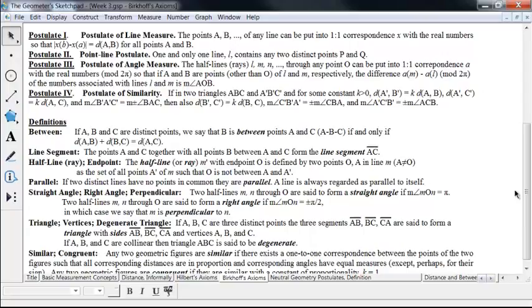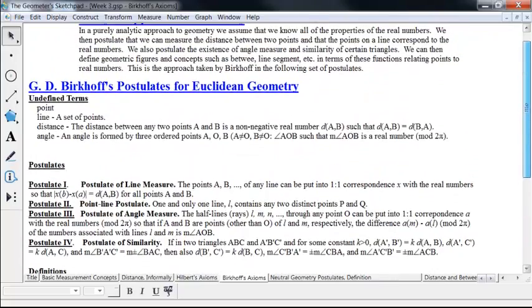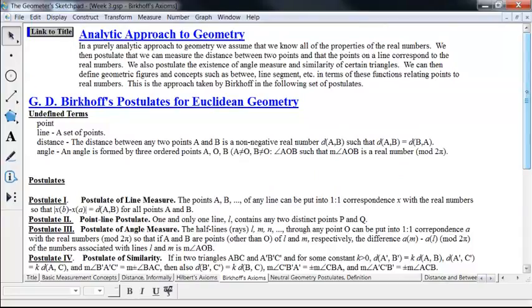And we define any two geometric figures to be similar if there exists a one-to-one correspondence between the points of the two figures such that all corresponding distances are in proportion and the corresponding angles have equal measure, except perhaps for their sign. And two geometric figures are congruent if they are similar with a constant of proportionality 1. So they're building up congruence in terms of this similarity postulate. So it gives you a transformation there to base things on. So this is a purely analytic approach.